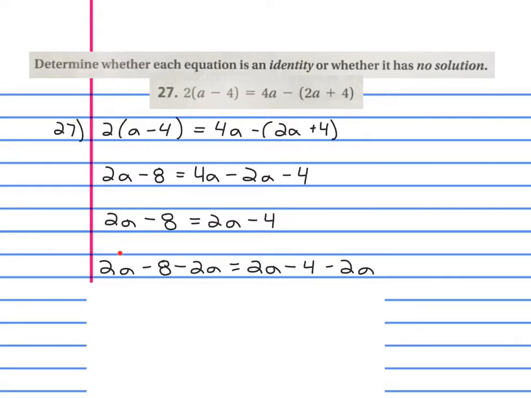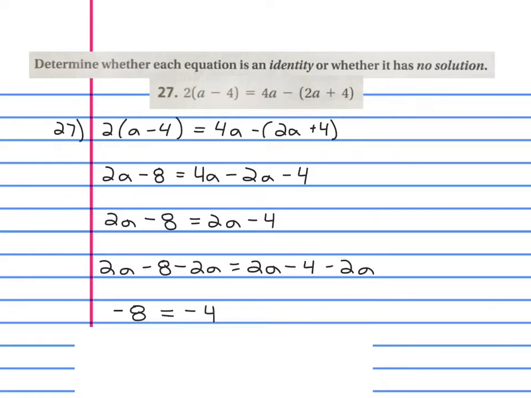What happens? These two are inverse operations that cancel out, and these two are inverse operations that cancel out. So what we're left with is just negative 8 equals negative 4. Now that is not true. That is a false statement.